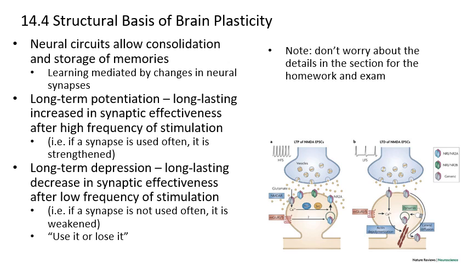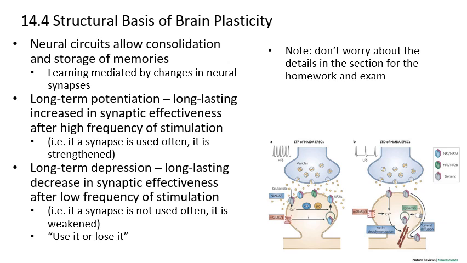So neural circuits allow for consolidation and storage of memories, and learning is mediated by changes in the synapses within these circuits. Long-term potentiation is a term that we use to describe long-lasting increases in synaptic effectiveness after the synapses have been used a lot, after high frequency of stimulation. So for example, if a synapse is often used, then it's strengthened. There are more receptors on the postsynaptic cell.